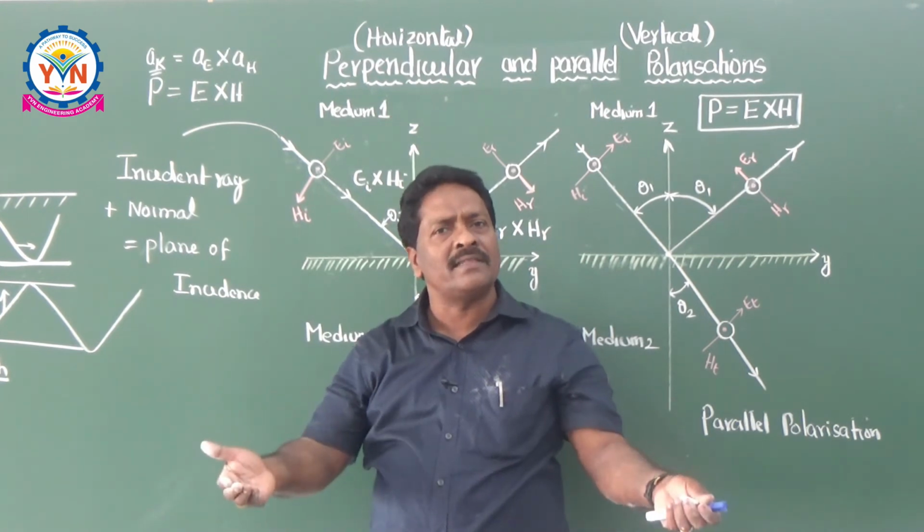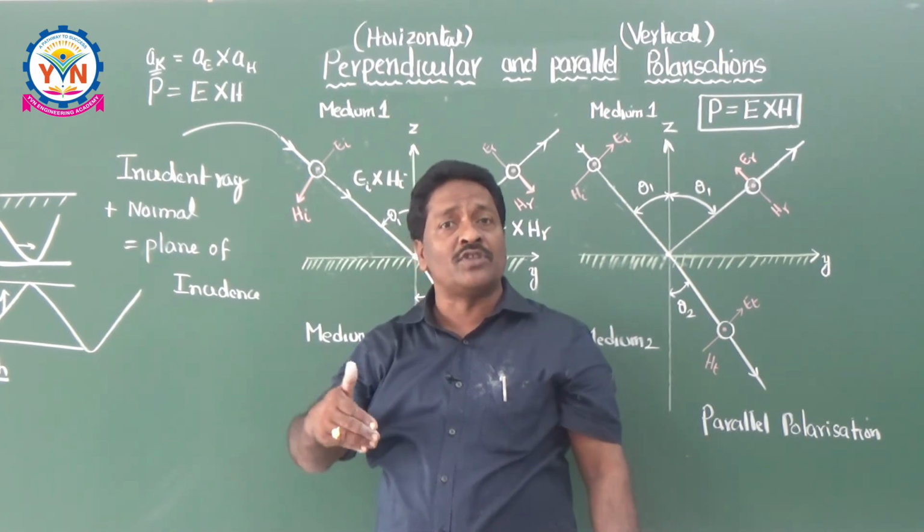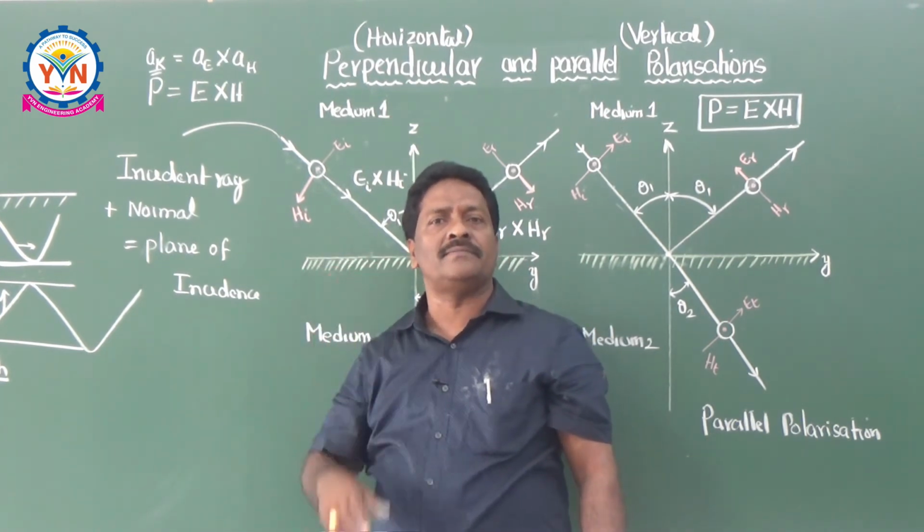So Brewster angle is nothing but an angle of incidence at which there is no reflection at all.